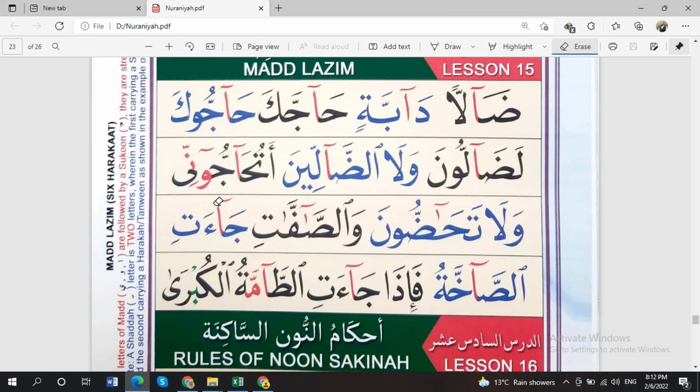You see, we are having waw madda, and after that we had noon sukoon. So we have to do Maddah Lazim. We have to stretch it for 6 seconds. Now without spellings.